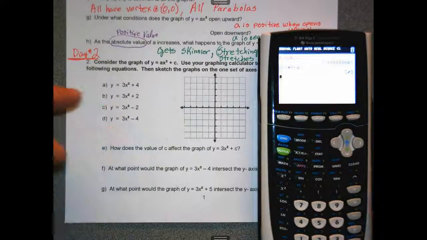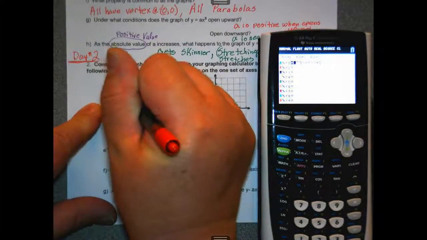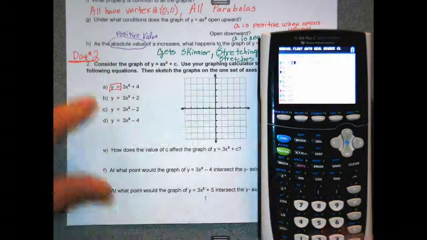Okay, so you go to your y equals, because this is your y equals button right there. Guys, quiet down.